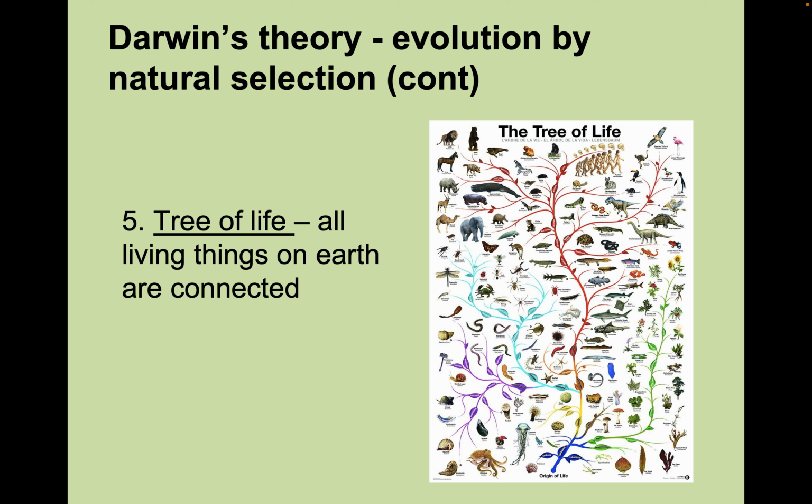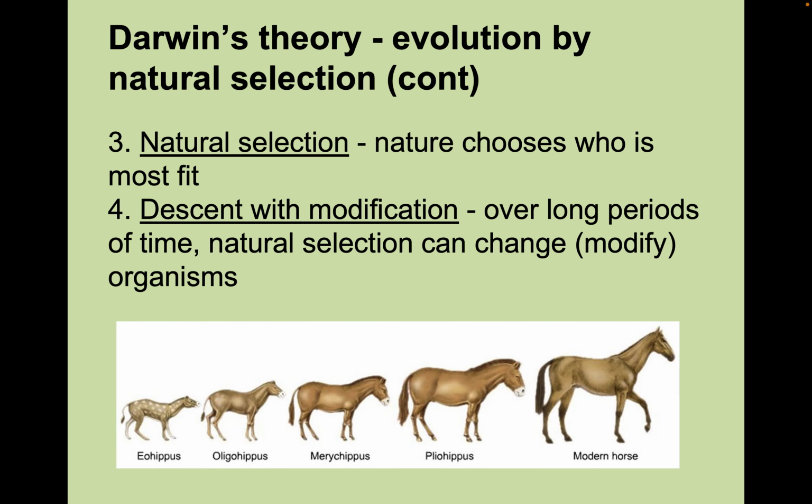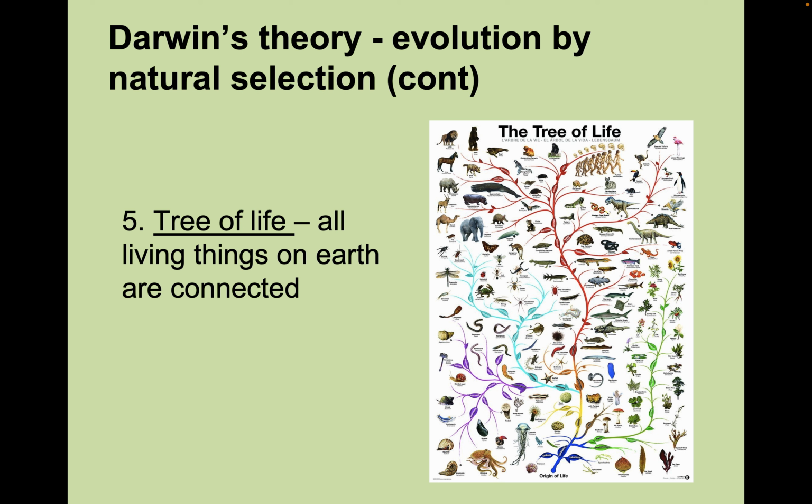The point of these notes today was just to go through how Darwin figured out what he did, and then his 5 points. That's the most important thing from here. Struggle for existence, survival of the fittest, natural selection, descent with modification, tree of life. Those 5 things. Those are the big ideas here.